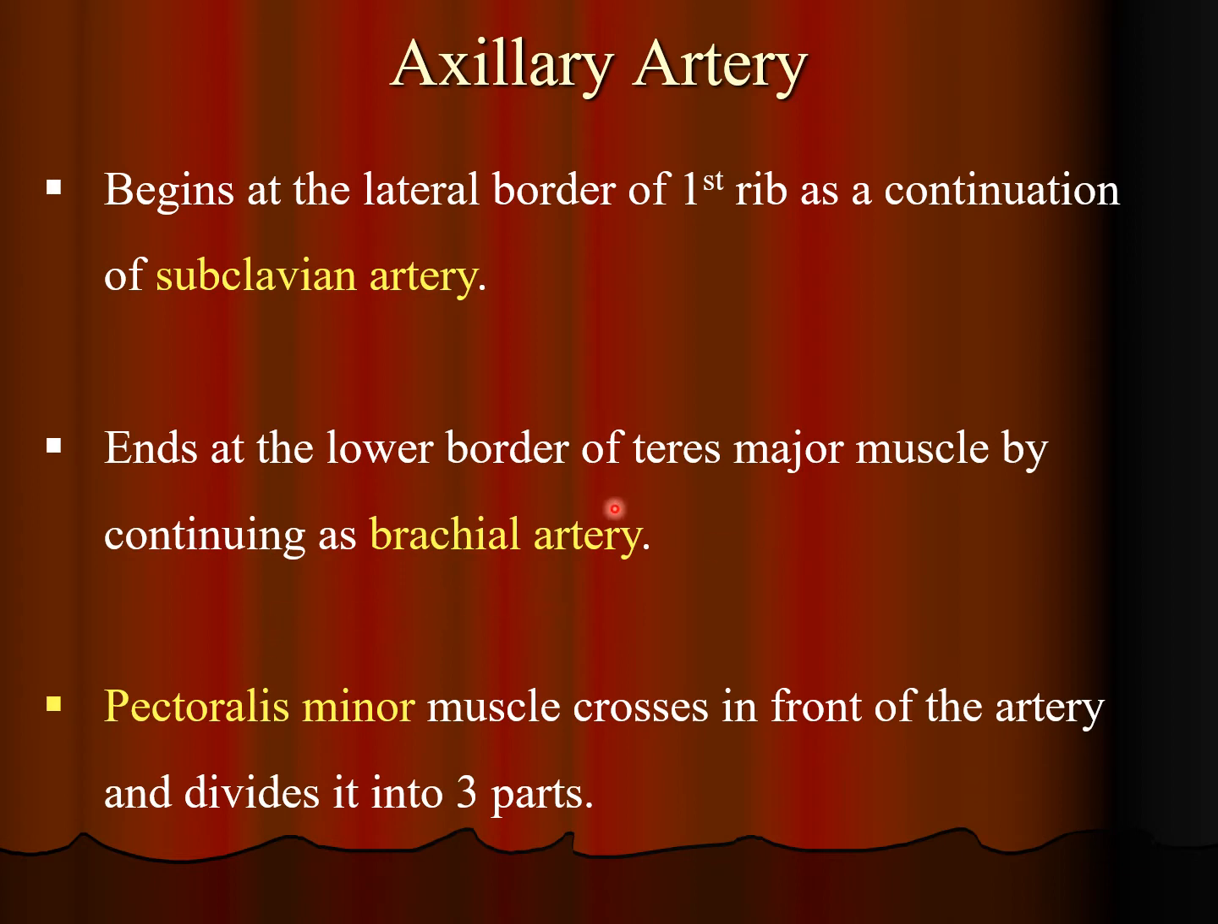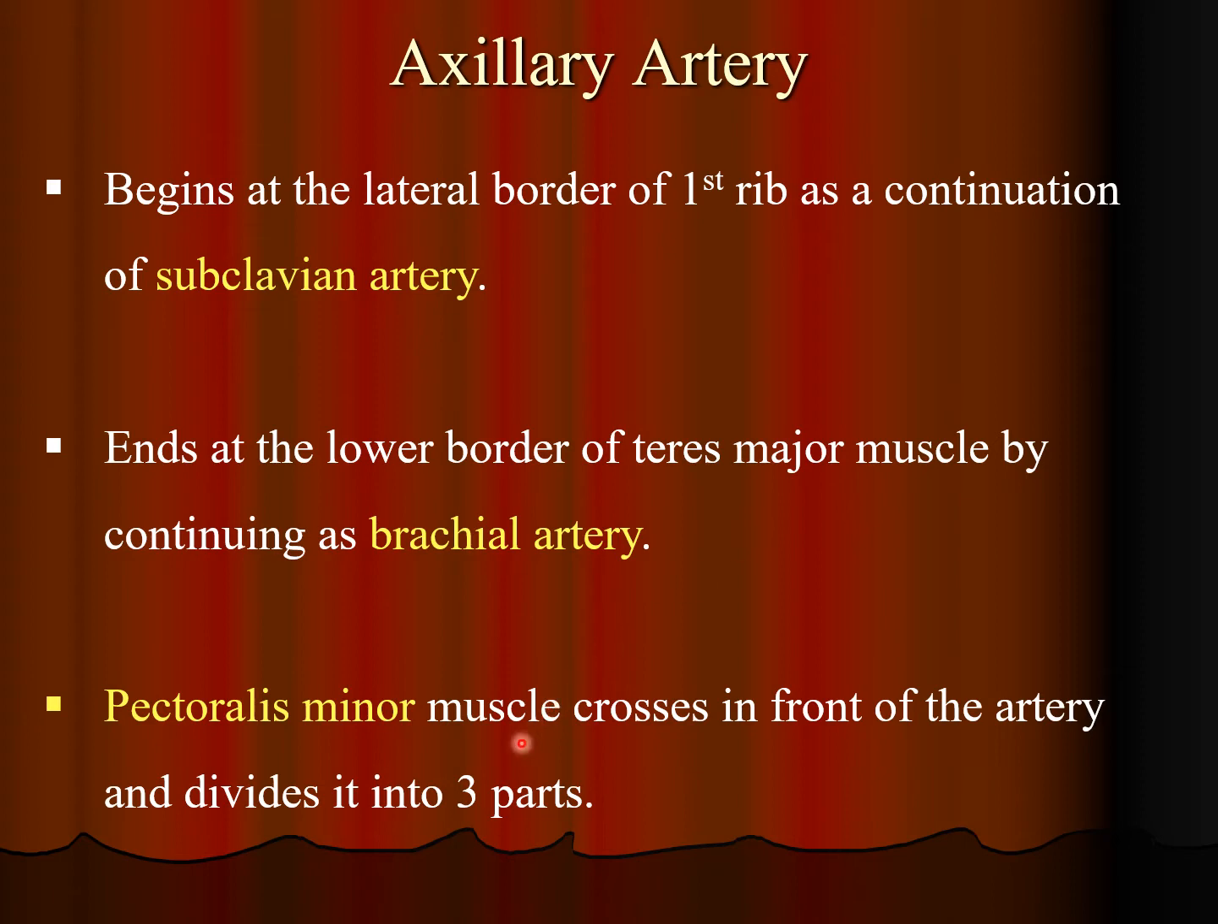From axilla, it enters into the arm, and as we have already discussed previously, the area of arm is known as brachium. So from that term brachium, the brachial artery arises. So the axillary artery ends at lower border of teres major muscle by continuing as brachial artery. That is the extent of axillary artery: from the outer border of the first rib to the lower border of teres major.